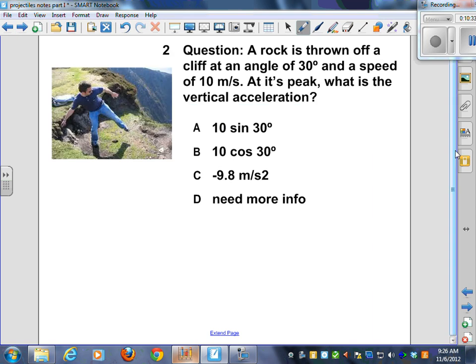A question. A rock is thrown off a cliff at an angle of 30 degrees and a speed of 10 meters per second. At its peak, what is the vertical acceleration? So there's somebody throwing a rock off a cliff. The angle is 30 degrees. The muzzle velocity is 10, so like that speed right there is 10. At its peak, right there, what is the vertical acceleration?